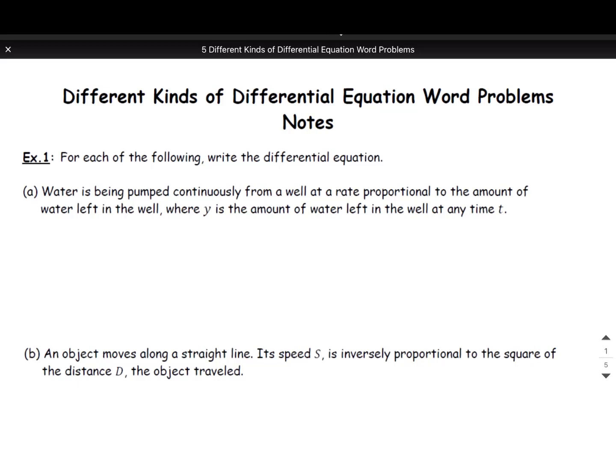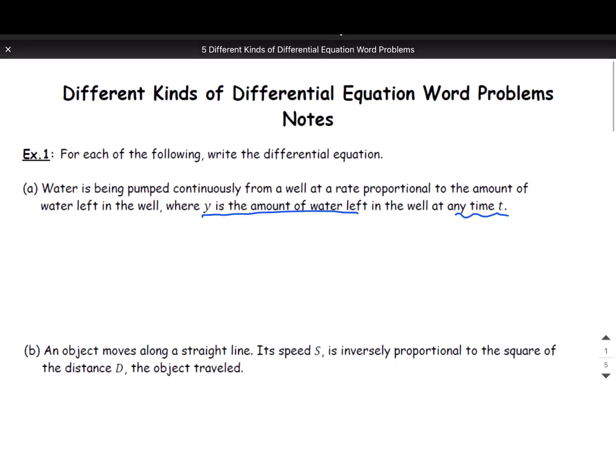Water is being pumped continuously from a well at a rate proportional to the amount of water left in the well, where y is the amount of water left in the well at any time t. Okay, so now we know our variables are y and t. Going back to the beginning: water is being pumped continuously from a well at a rate. That means dy/dt, that's the rate of change. Proportional to means equals k. The amount of water left in the well, that is y. There we go, dy/dt equals ky.